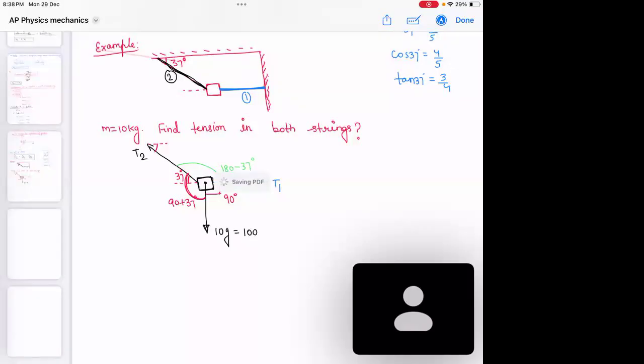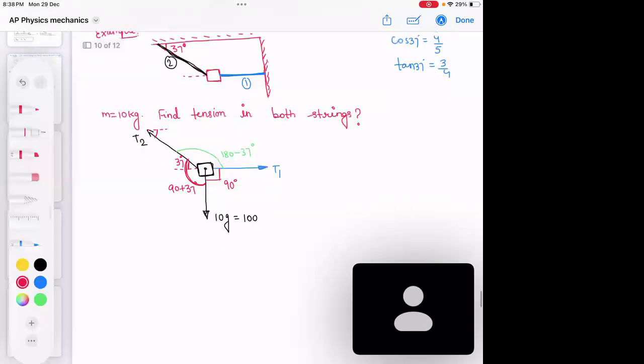Now let's apply Lami's theorem because this block is in equilibrium. This block is in equilibrium. So whenever the equilibrium condition is satisfied, either the component method will work or Lami's theorem will work. Please tell me what I should write. Should I write, if I want to solve this question further, T1 divided by sine of 90 plus 37?